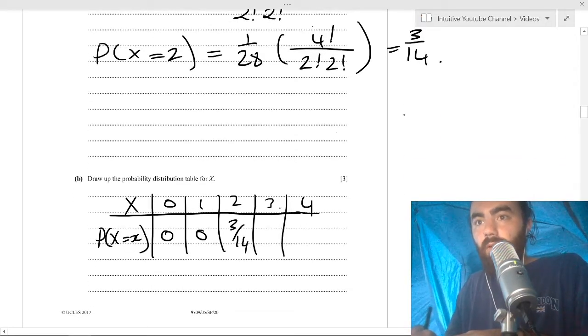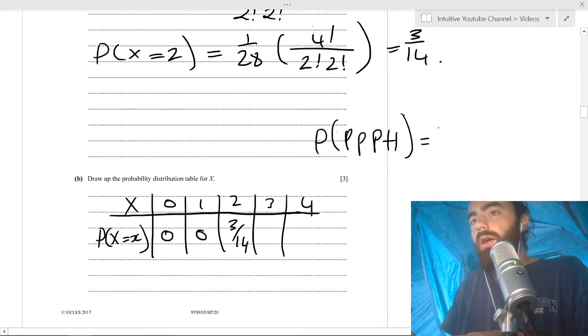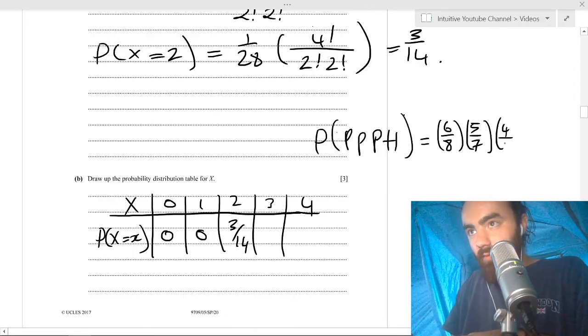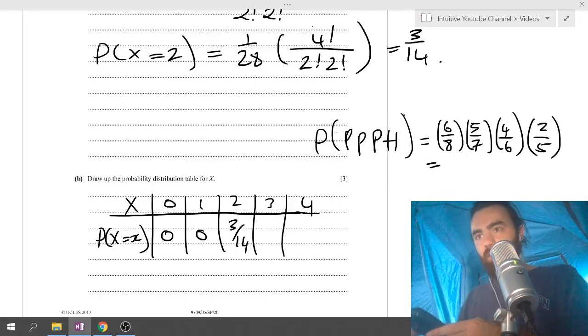So let's figure out what it would be for 3. Let's think of one case again, like we did before. What if she picked it like this? Well, that's the probability of her picking 3 paperbacks followed by a hardback, which would be 6/8 times 5/7 times 4/6, and then times, she has 2 hardbacks and 5 books left, so 2/5. So that's the probability of one of those occurring, which we can again find out. 6 times 5 times 4 times 2 divided by 8 times 7 times 6 times 5.